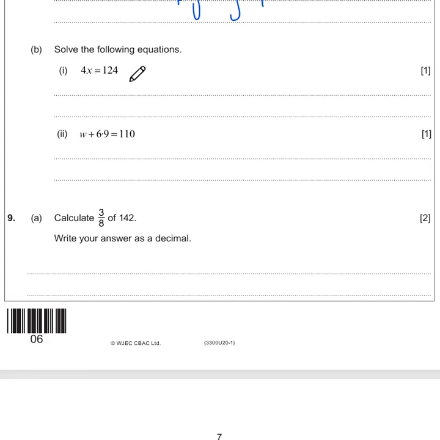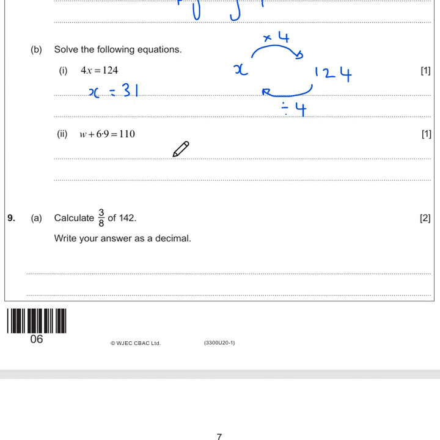Part B, we are solving the following equations. So we've got x, we multiply by 4, and that gives us 124. So 4x means 4 times x, doesn't it? In order to work out what x is, we're just going to always do the inverse. So 124 divided by 4 is going to give us x is 31.